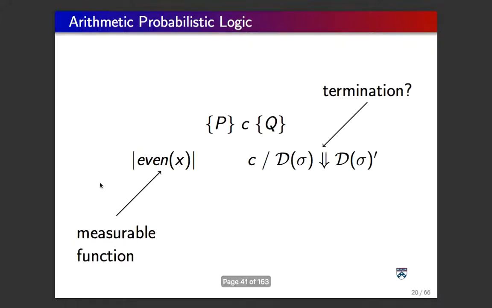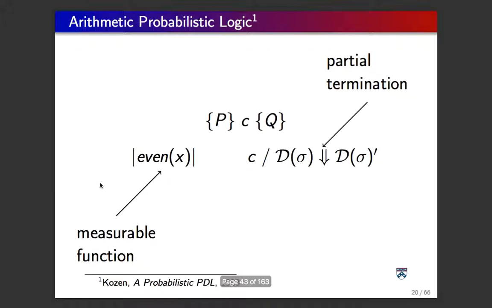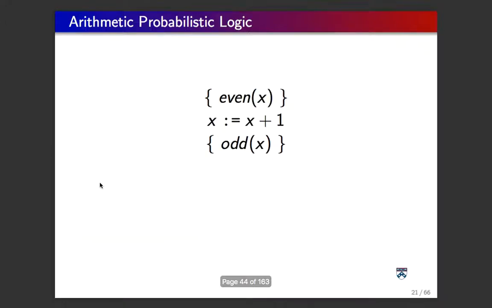So there's also another approach, though, where we're going to have something like even x, but it's not going to be a proposition. It's going to be a measurable function. So it's going to take a distribution to some number. And instead of termination now, we're going to allow partial termination of programs. So what does this mean? And this, by the way, is an idea that's over 30 years old now, but it became very popular initially from Kozen's probabilistic dynamic logic, which we won't delve into.